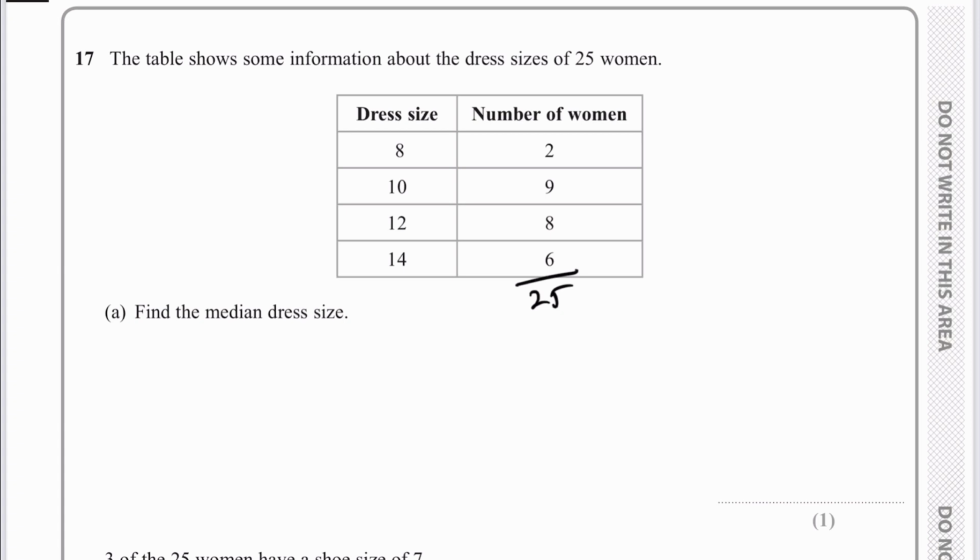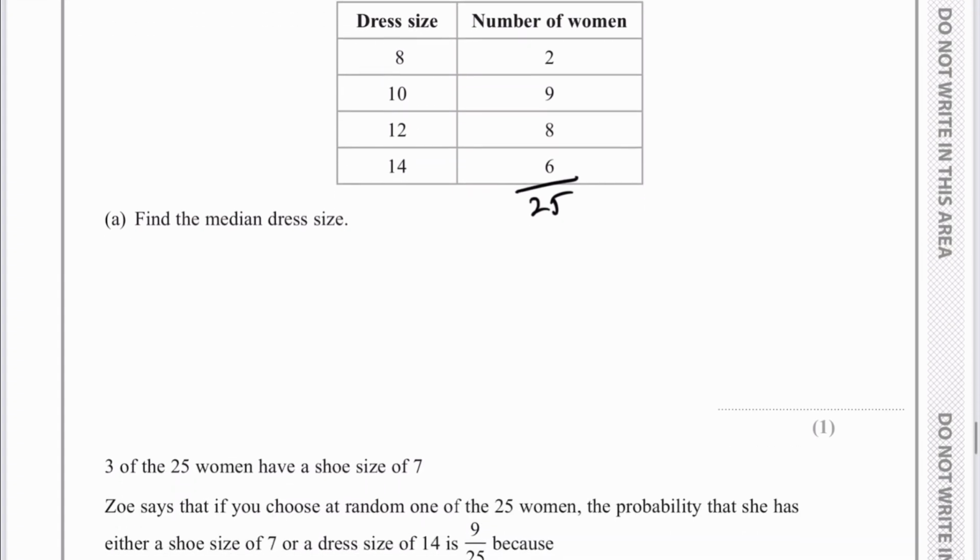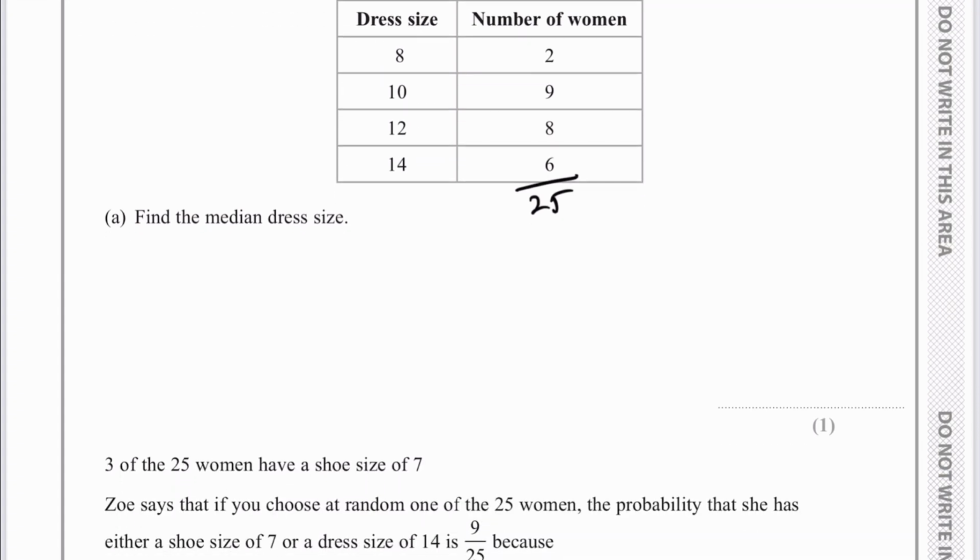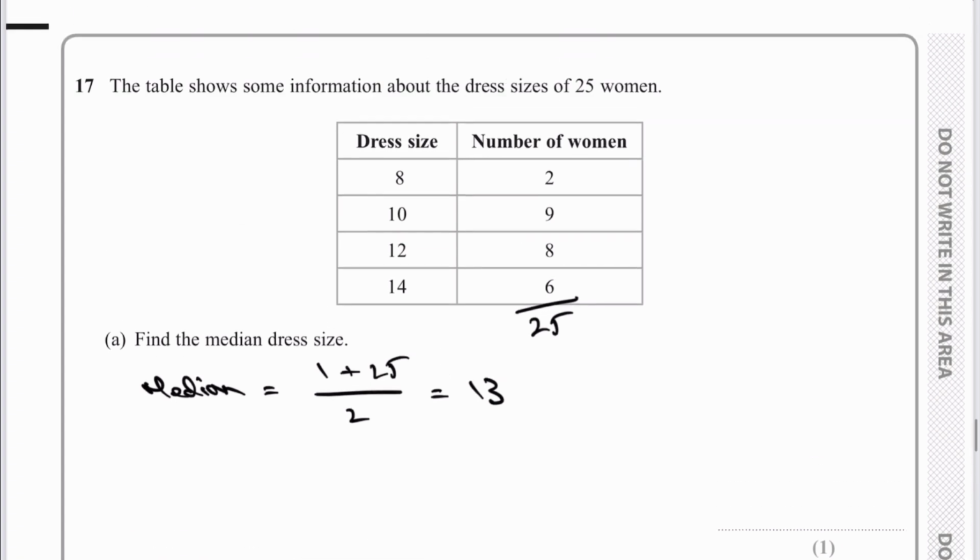Okay, so the way to do that, you could just imagine it in your mind's eye, I guess, and then you can work out that actually it's the 13th lady that's trying on these dresses. So the way I would do it more mathematically is to write out median equals 1 plus 25, so in other words, the first person plus the 25th person divided by 2 is going to give us the 13th person.